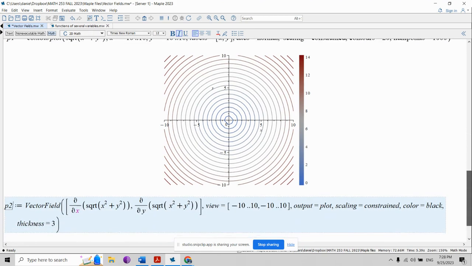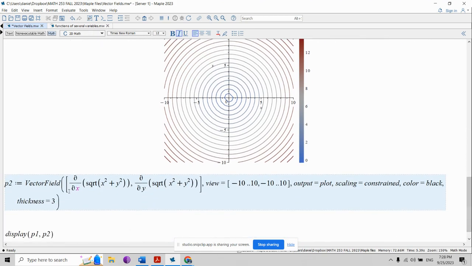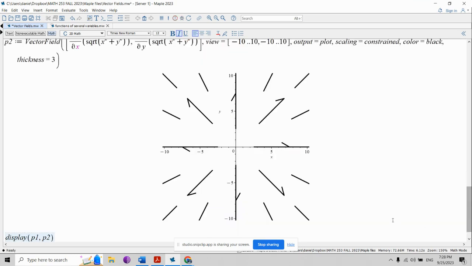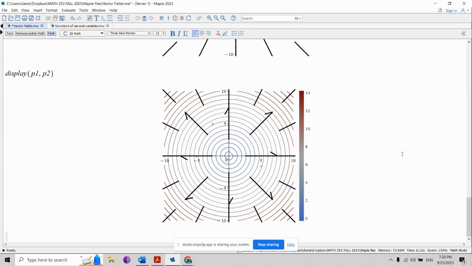Now let's sketch the gradient field. I'm going to enter here the derivatives, partial x, partial y, in the form of a vector, and ask Maple to sketch the vector field. These are the samples of the arrows, right? Remember, each arrow indicates at that point the direction of the greatest change of f of x, y. When we sketch these two together, the contour plots and the vector field, in this case it's pretty easy because it's all symmetric. We know already the values increase along the radius.